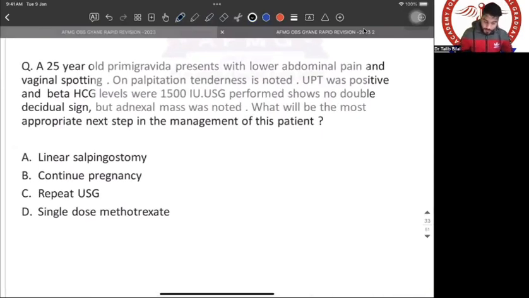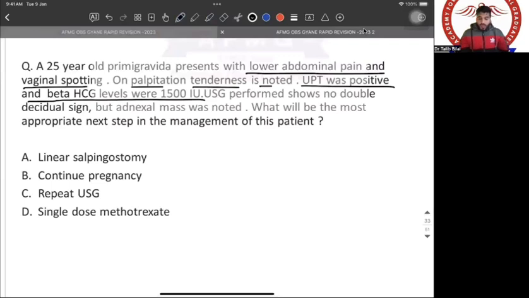That's very important. A 25-year-old primary gravida presents with lower abdominal pain and vaginal spotting. On palpation, tenderness is noted. UPT was positive and beta HCG levels were 1500 international units. USG performed shows no double decidual sign. Okay, guys, very important findings.